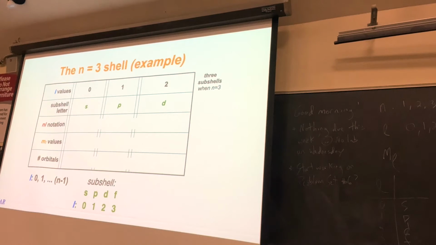So the 3s is one subshell, one house. 3d would be another subshell house. Any questions?